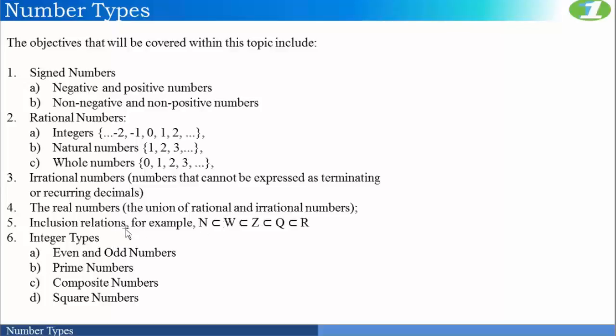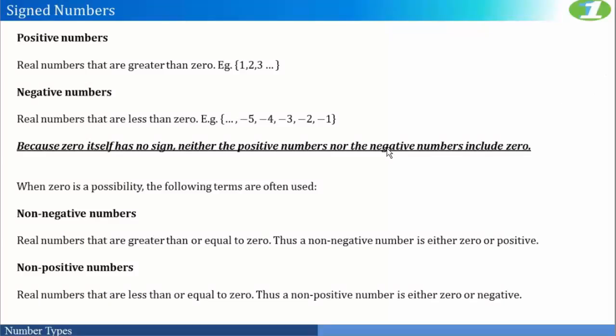Now, we'll also be looking at different types of integers, such as your even and odd numbers, prime numbers, composite numbers, and square numbers. Now, let's get right into the lesson, and we'll first start out by discussing what are called positive numbers. Now, a positive number is nothing more than real numbers that are greater than 0, right? And we will soon see what exactly we mean by real numbers.